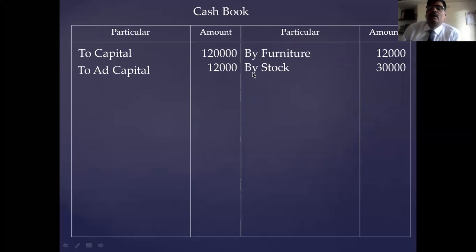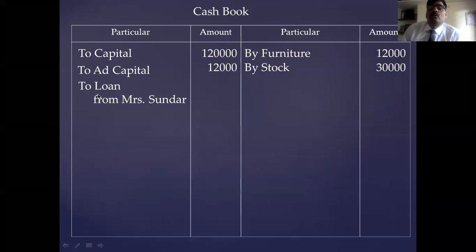If these three items, capital, furniture, and stock are taken in the opening statement of affairs, you have to take here cash 78,000. Cash 78,000 in the opening statement of affairs. Remember this. You have to take it in the opening statement of affairs if you want to prepare it. These three. Then additional capital 12,000 he introduced.